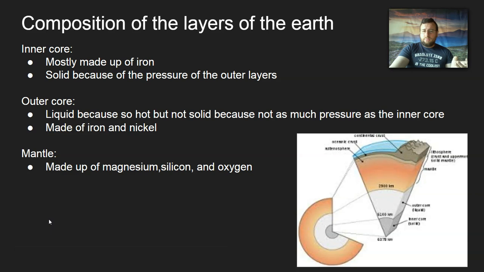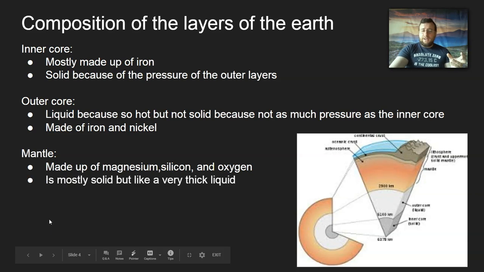Like the outer core, the mantle kind of flows. It is solid, but it's actually kind of like a thick liquid. It's a plastic-like texture of very, very thick magma, but it's still fluid enough that it flows in convection cells on the inside. And we'll talk more about that in detail in a second.